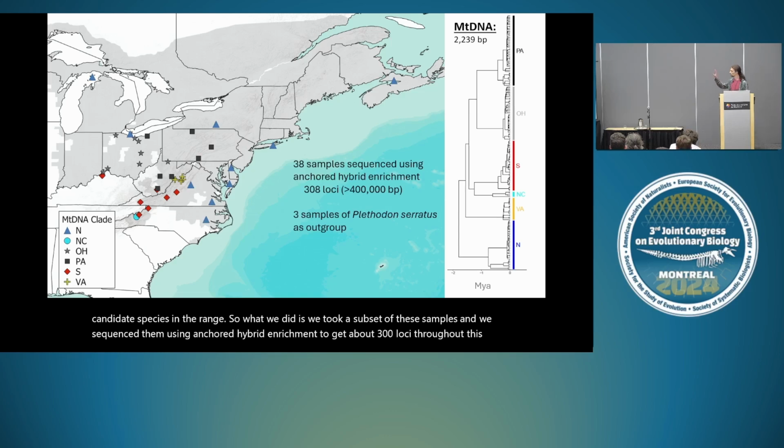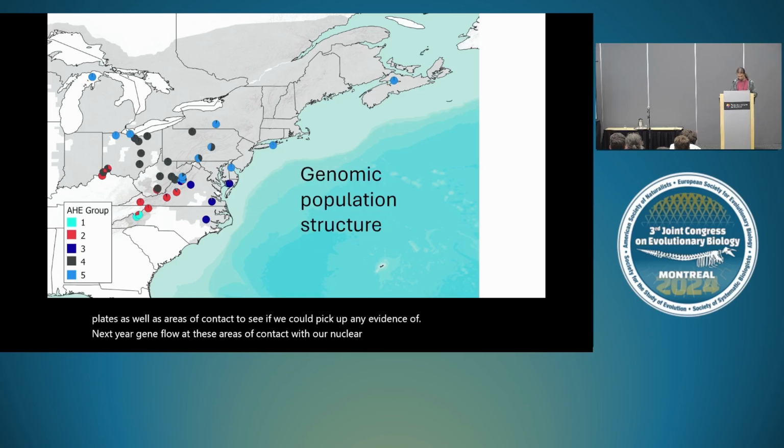And our sampling was really targeting the core areas of each of these clades, as well as areas of contact, to see if we could pick up any evidence of admixture, gene flow at these areas of contact with our nuclear data. So jumping right into population genomic structure, you can see these 3 groups in the southern area of the distribution, somewhat corresponding with mitochondrial groupings.